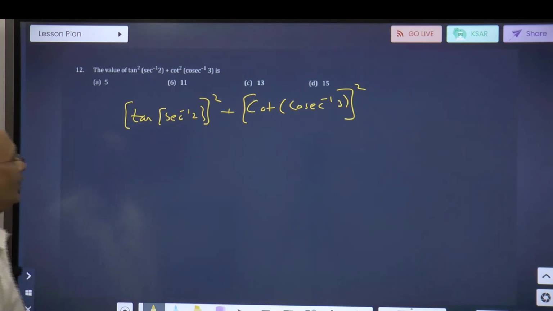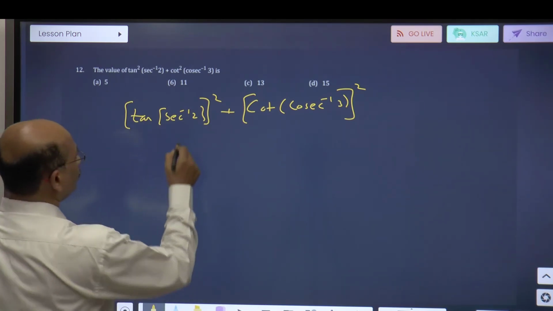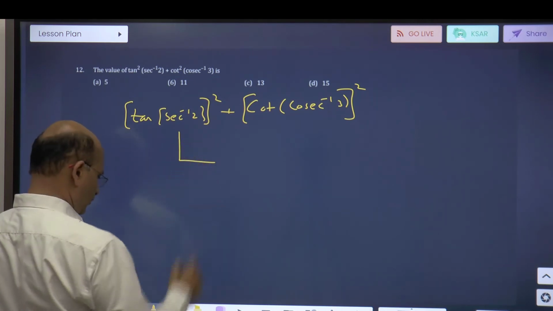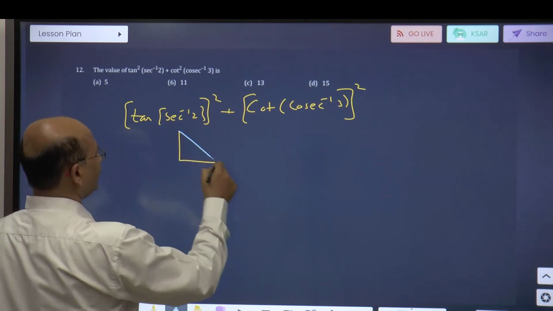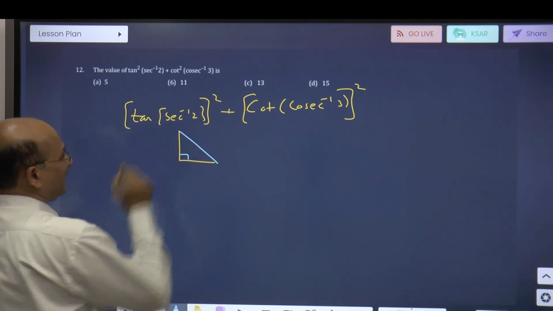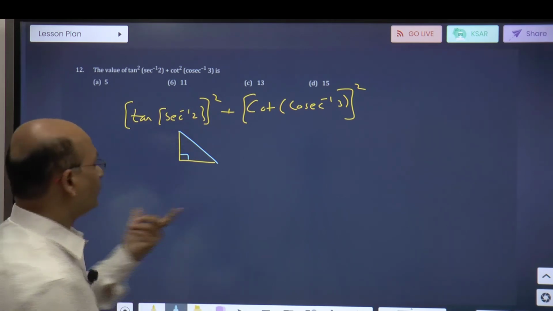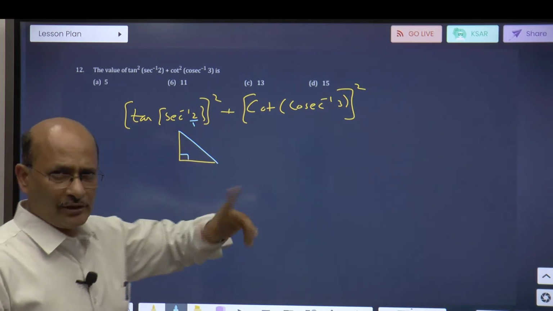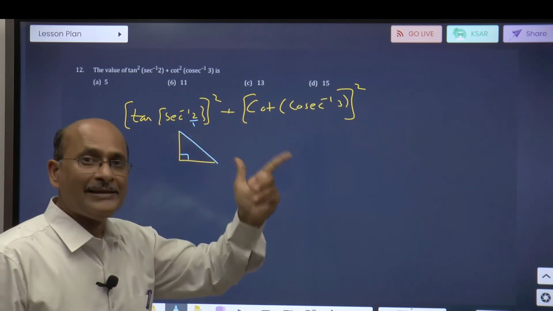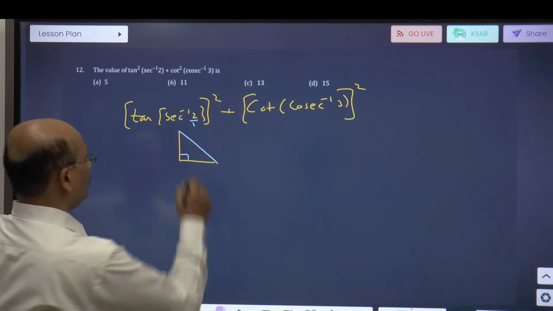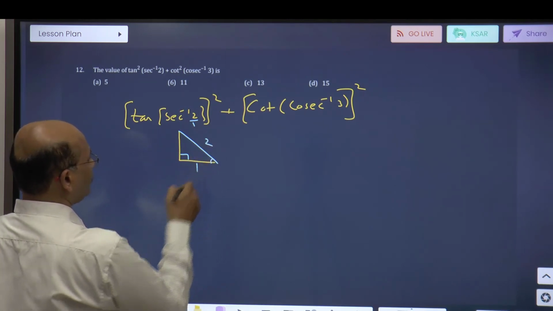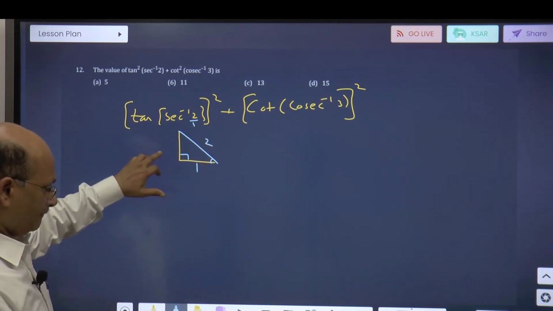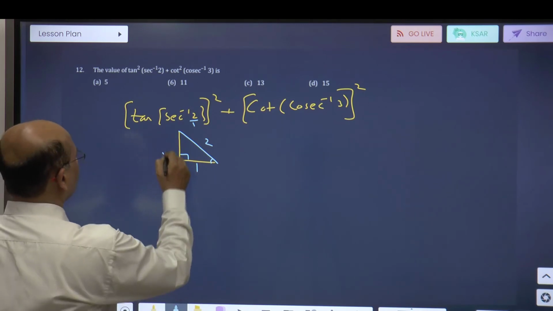Okay? Now I will show you. Can you draw a right angle triangle here? This is sec ratio. Sec is reverse of cos. This is 2 upon 1. Everybody knows that. Sec is reverse of cos. Cos is adjacent upon hypotenuse. Sec will be hypotenuse upon adjacent. So for this angle it will be 2 and 1. By this thing, 4 minus 1, so this will be √3.